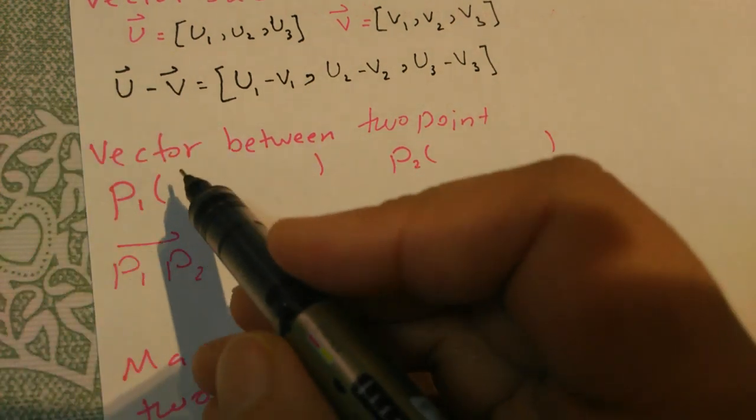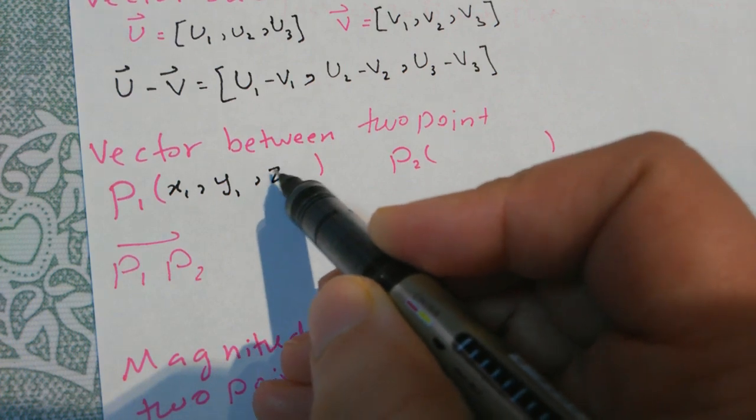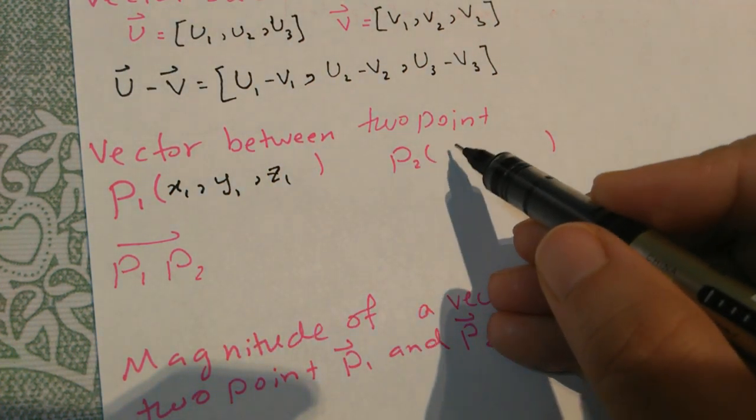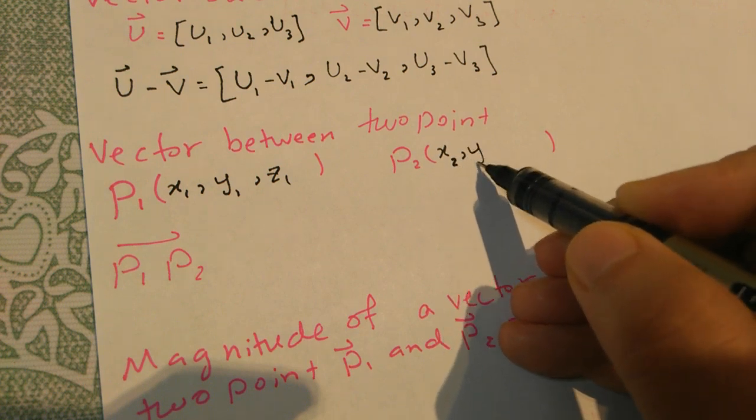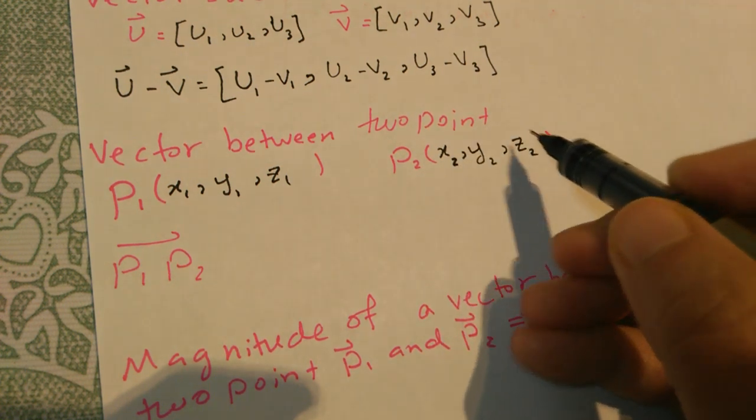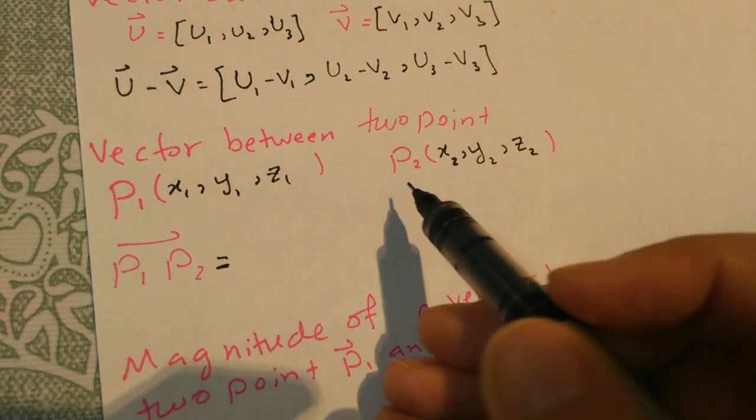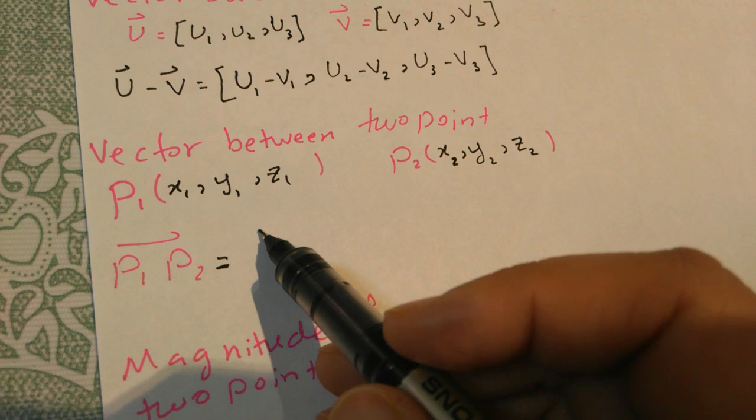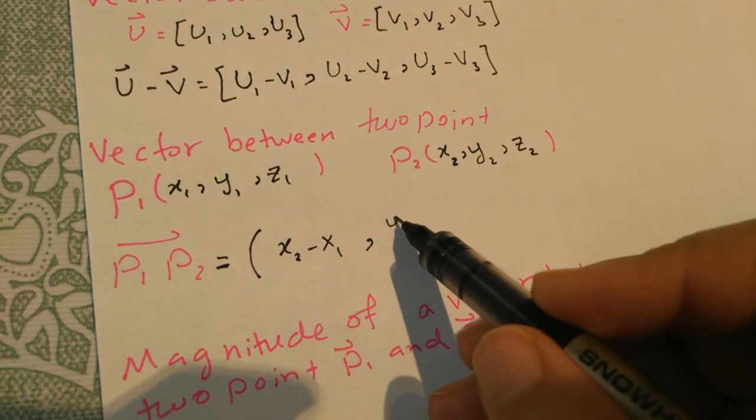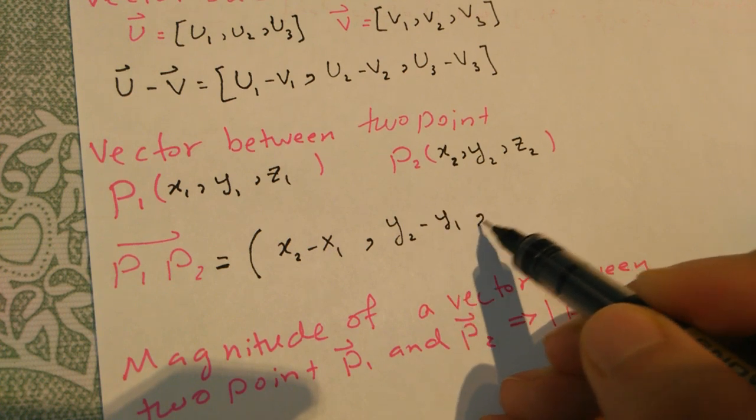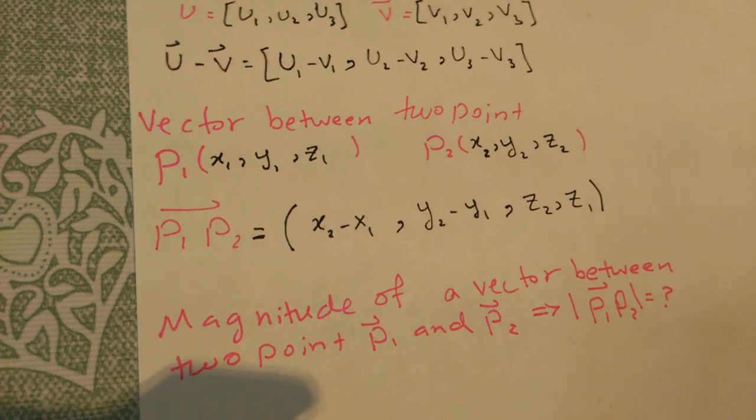So vector between two points. Let's say P1 has x1, y1, z1 components, and P2 is x2, y2, z2. The vector from P1 to P2 is going to be the second one minus the first one, right? So it's going to be x2 minus x1, y2 minus y1, and z2 minus z1. We did have the same thing in 2D.